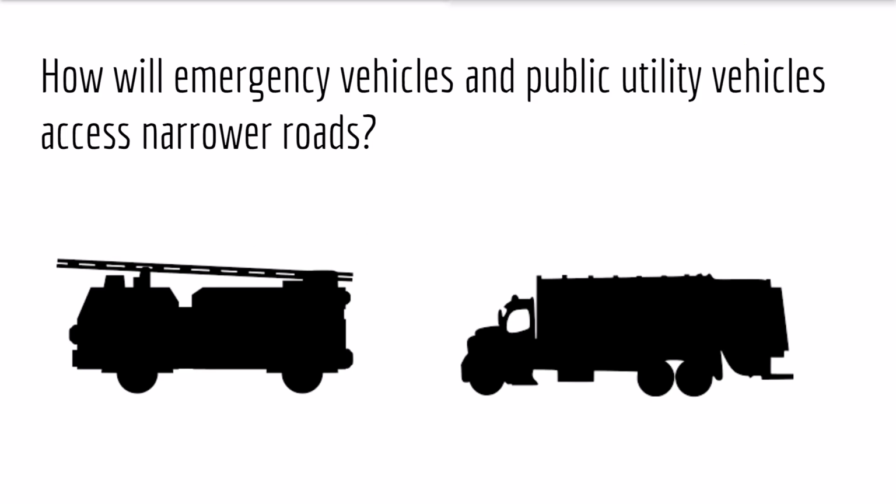How will emergency vehicles and public utility vehicles access narrower roads? As previously mentioned, larger streets would allow easier access for certain emergency response and public utility vehicles, but smaller streets don't necessarily mean they would become inaccessible. Certain countries, such as Japan, use smaller emergency vehicles to accommodate their smaller streets. Scaling utility vehicles to street sizes is more economical than scaling streets to large utility vehicle sizes.